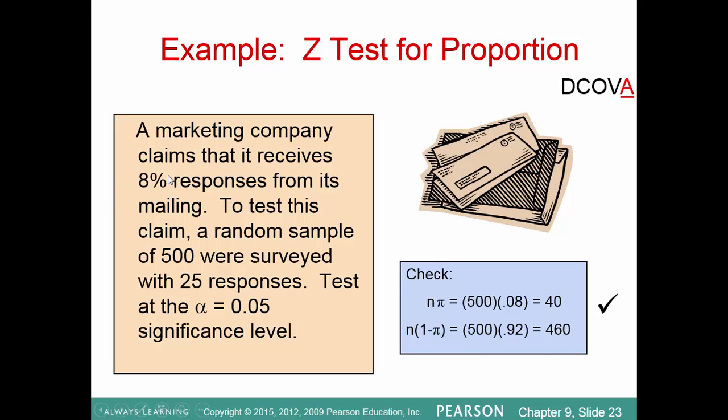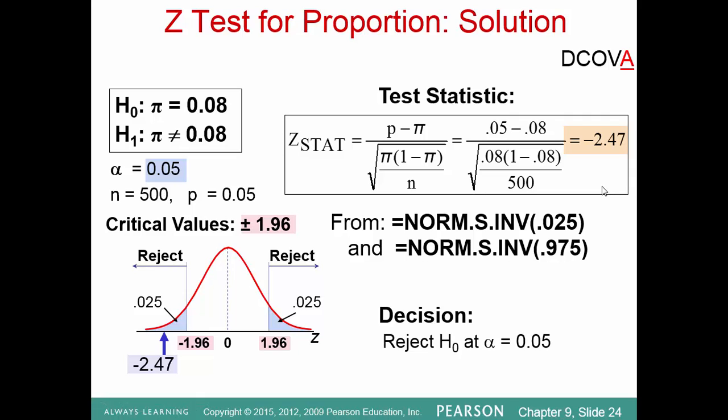So first we have to do our test to see if we can use a z-test. We check to see if n pi and n times 1 minus pi are both greater than or equal to 5. n is 500 because that's the sample size. Pi is 0.08. That means 1 minus pi is 0.92. 40 and 460 are both greater than 5, so we can use the z-test. So the next thing we do is we calculate the z-statistic, which is shown in this box here under the test statistic. We just plug our inputs into the formula and we get negative 2.47.